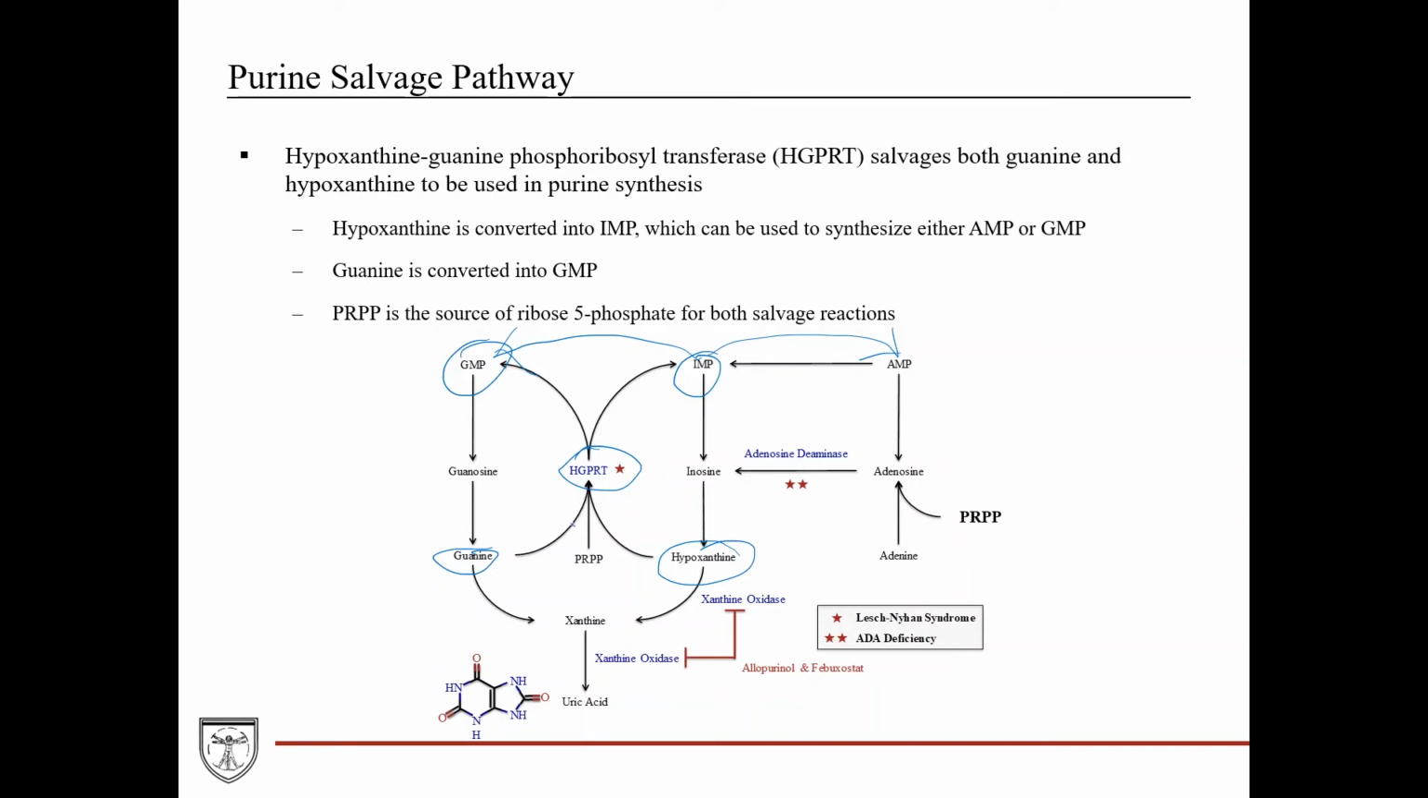And what's important to note is that PRPP is the source of ribose 5-phosphate for both of these salvage reactions. And remember, ribose 5-phosphate is actually one of the required starting products for purine synthesis. Now, you may be wondering, what's the purpose of this? Why even do these salvage pathways? Really, the main thing is you want to decrease uric acid production, as you saw on the previous couple slides, why that's a problem. And so this is kind of the body's own way of essentially recycling excess purines.